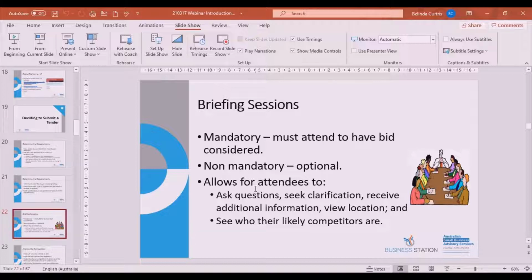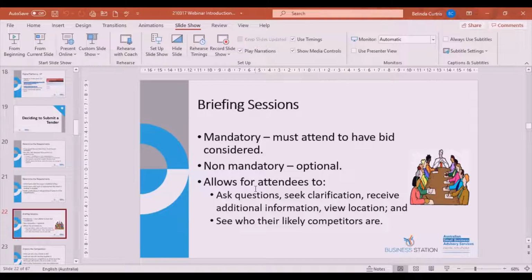And the other thing too, it gives you an opportunity to see who your likely competitors are as well. Now, these briefing sessions, again, as part of the rules of the tendering, they may be mandatory, which means that you must attend, and that'll be a pre-qualification requirement. So if you don't attend a mandatory briefing session, then your bid's not going to be considered, regardless of how good it is, because you've not met the pre-qualification requirement.